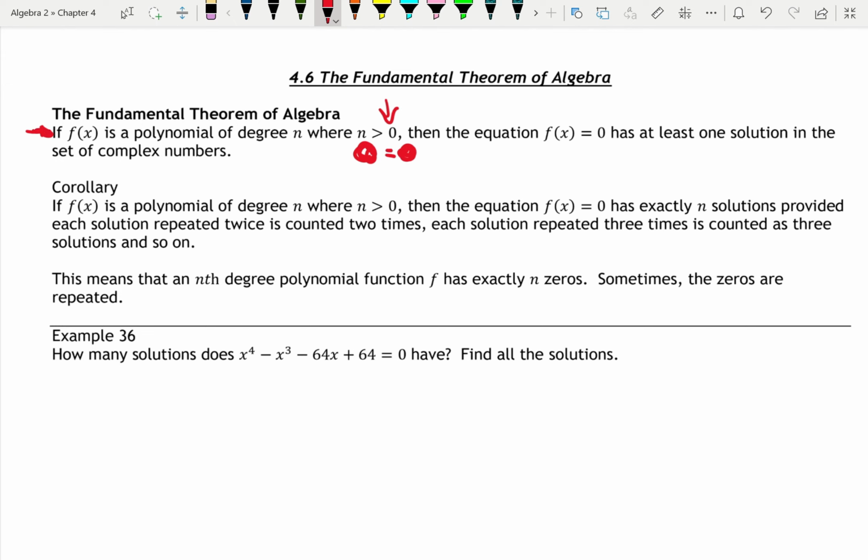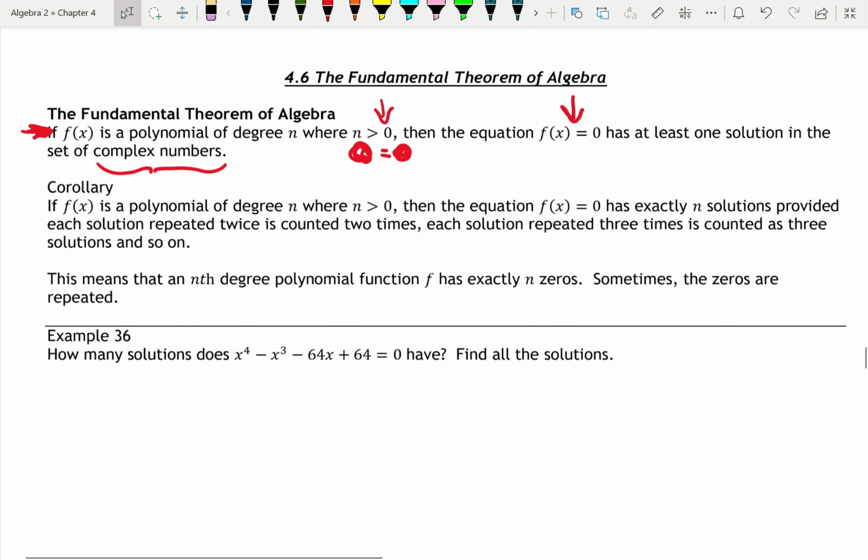So let me start again. If f of x is a polynomial of degree n, where n is greater than 0, then the equation f of x equals 0 has at least one solution in the set of complex numbers. And we've looked at complex numbers before. Remember that complex numbers contain the imaginary numbers, the i's, and also the reals. So all of the numbers that we have ever used are contained in the complex number system. But then we also get the i's that we learned about in chapter 3, I'm thinking section 2. So there's our fundamental theorem.